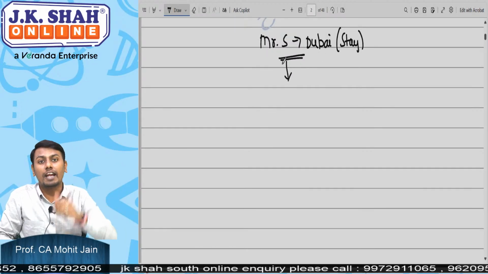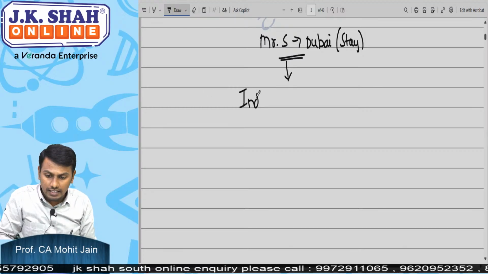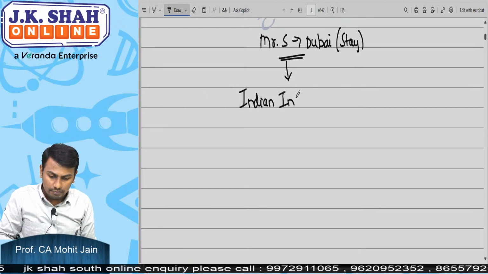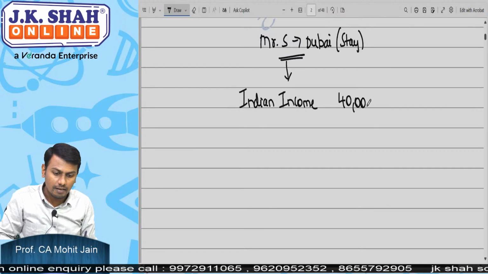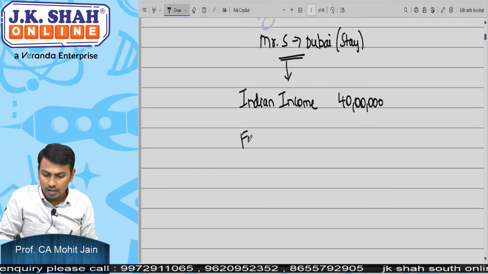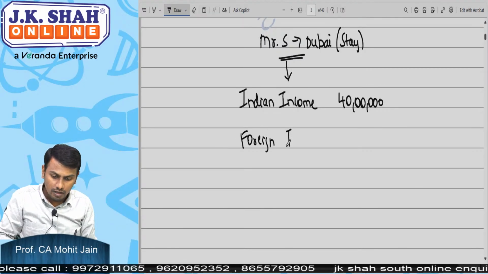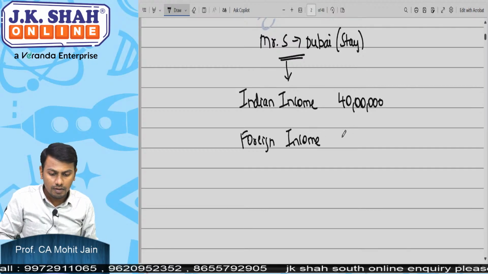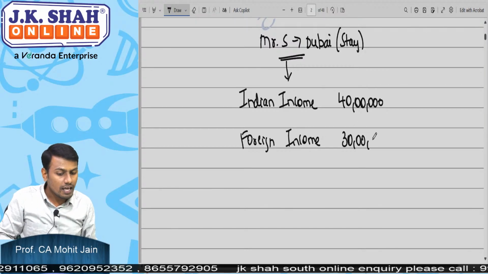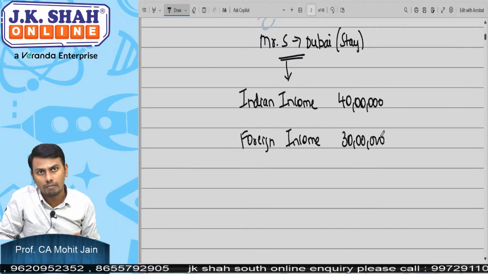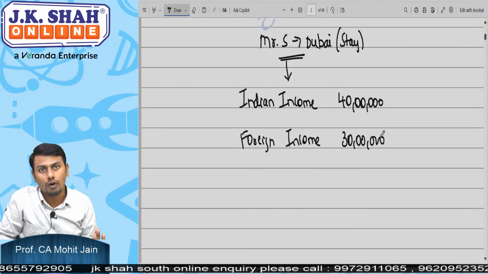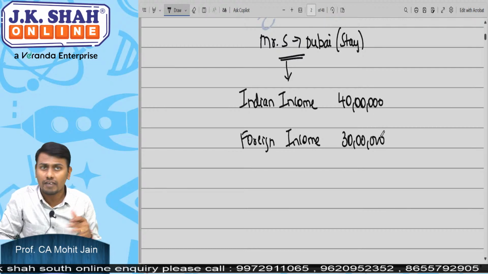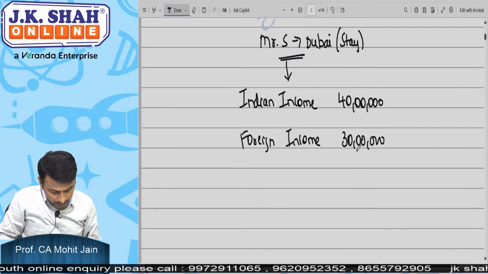Now let us say Mr. S has two categories of income. One, he has Indian income, called 40 lakhs Indian income. And one more, he has foreign income of, let us say, 30 lakhs. Can I say all these celebrities are bound to have foreign income? Maybe they are doing some shows there, or attending some event there, or they have some hotel, business or restaurant there, or some profession. Can they have foreign income? Yes. So what is the total income of Mr. S?